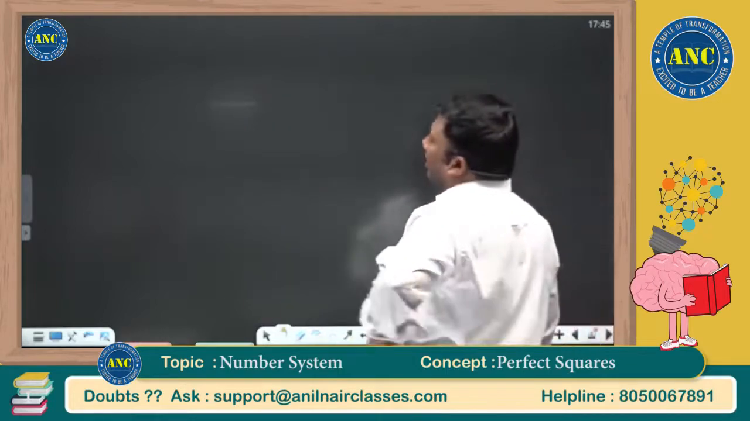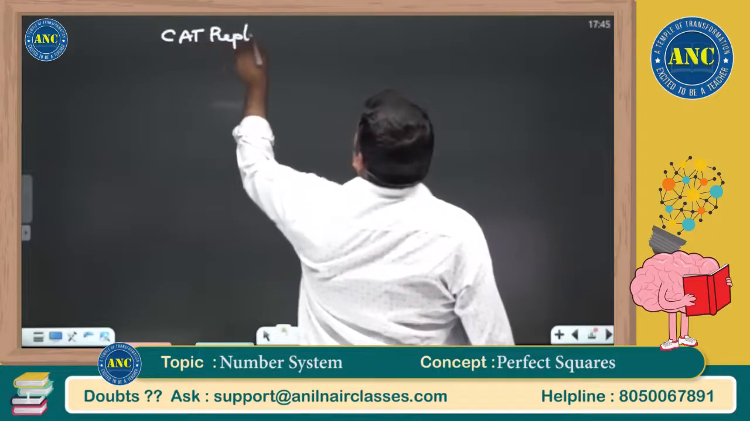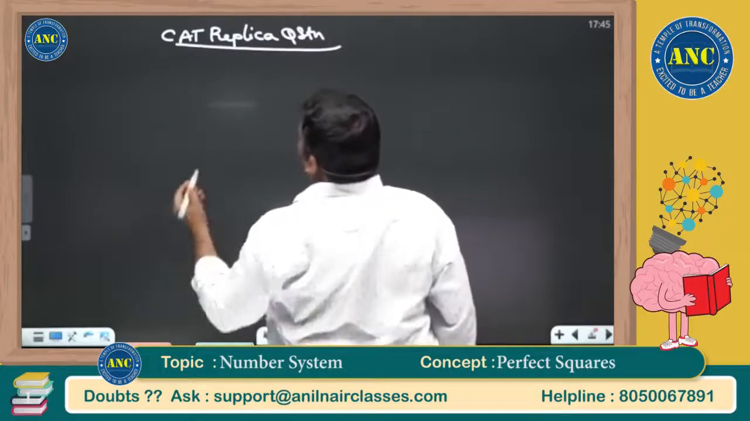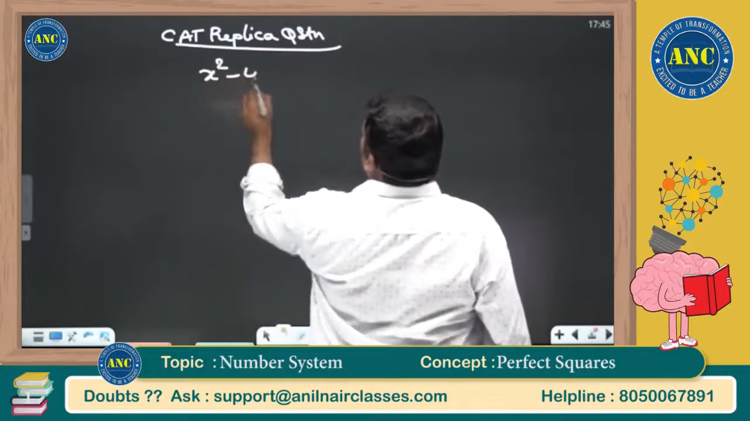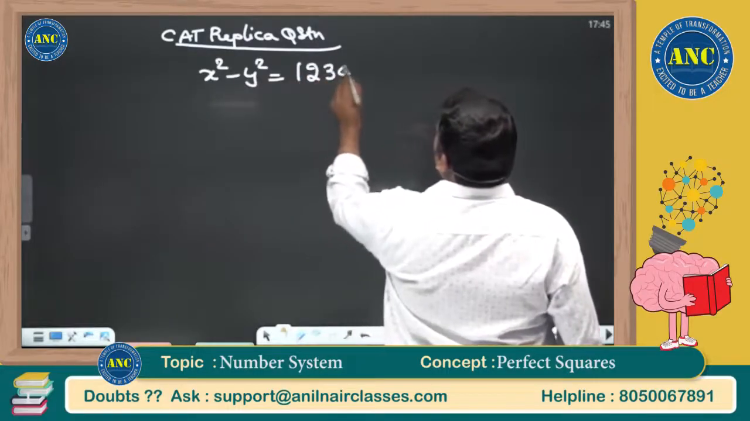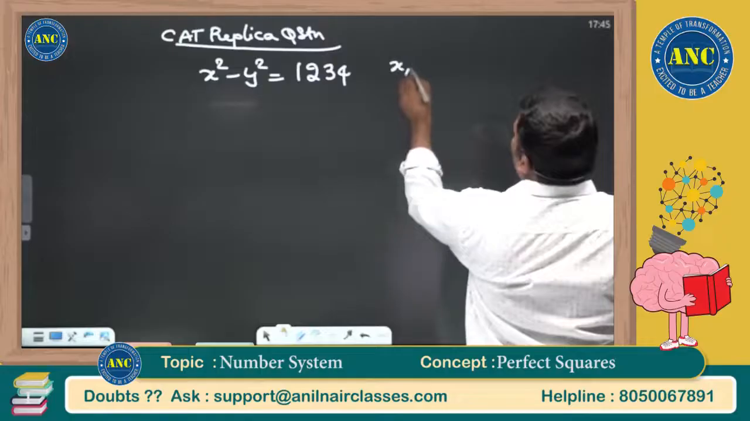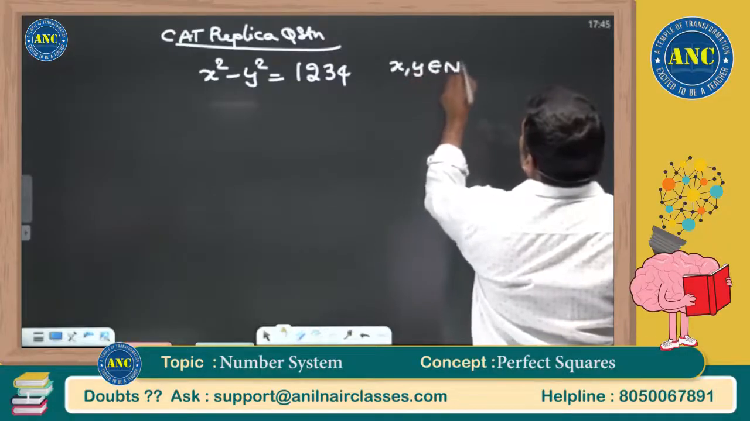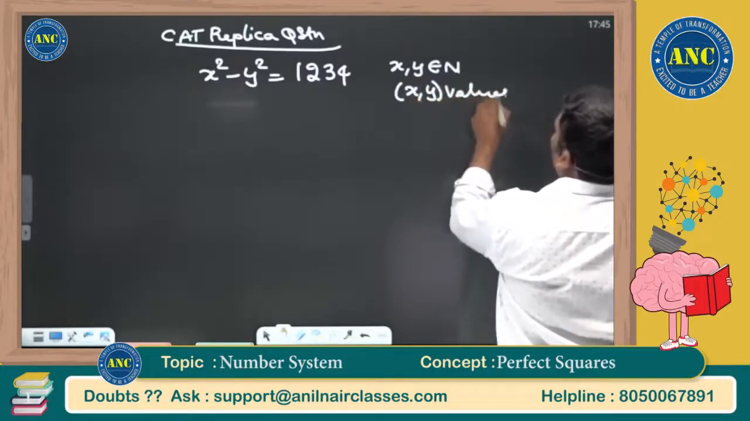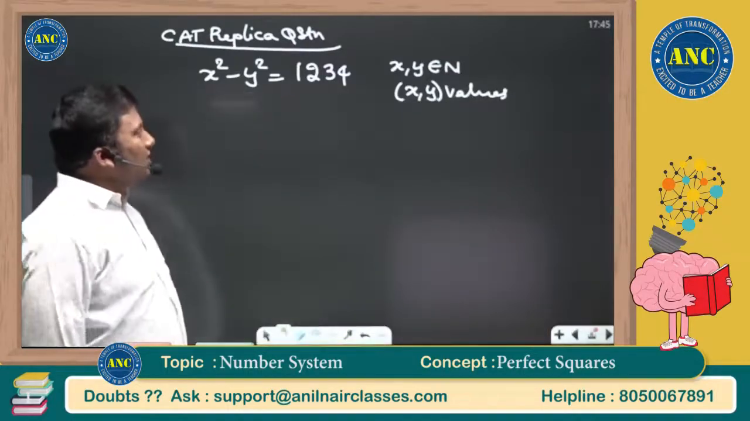Now let us see one CAT replica question. Cat replica questions in Google you will find a traditional method. In case you want to clear the CAT examination in the first attempt, you should know the right approaches and you should have the right guidance. X square minus y square equals 1234. X and y are natural numbers. How many values will x and y take which will satisfy this equation?